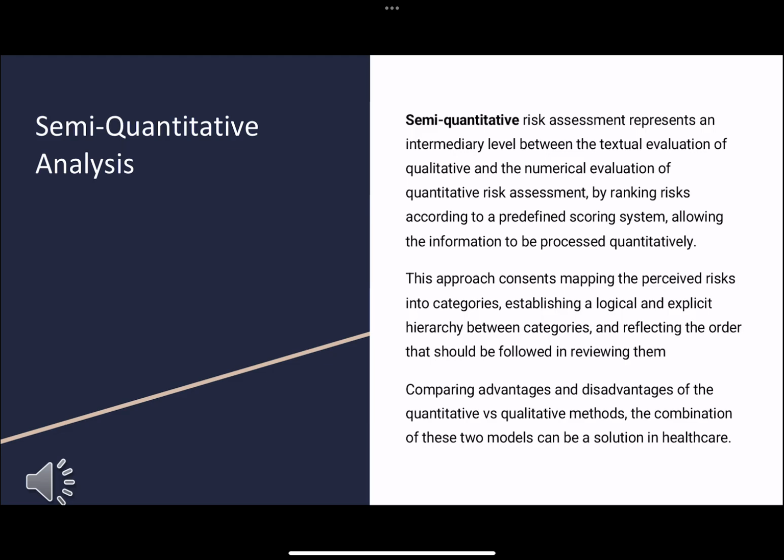Comparing advantages and disadvantages of the quantitative versus qualitative method, the combination of these two models can be the solution in healthcare system. The semi-quantitative method combines specific advantages of each by decreasing their disadvantages, explaining their diffusion in the healthcare organization as suggested by the government guidelines and best non-governmental practices, although they have a limited ability to correctly reproduce the risk assessment implied by quantitative models.